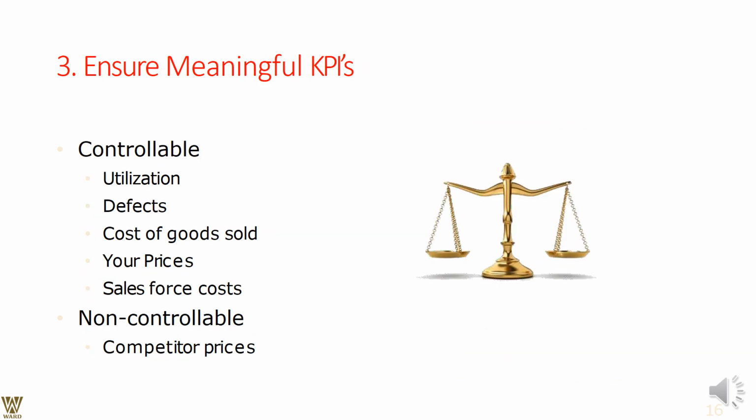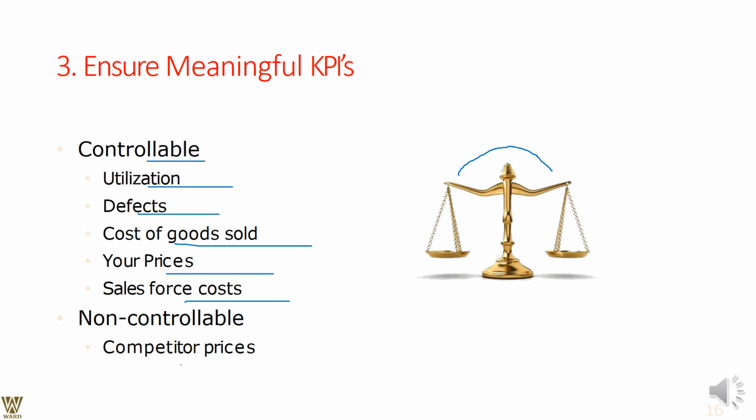So ensuring meaningful KPIs, how do you go about it? It is controllable: utilizations, defects, the cost of the goods, your price, the sales force cost that goes around it. Now, this means you will have a proper balancing act that needs to be done. It will probably tell you whether your inventory is bulging, whether the number of defects are increasing or getting reduced, what is the cost of the goods that has been sold, the average billable price, the ticket price, the sales force cost, and the non-controllable cost, in the sense of your competitors.